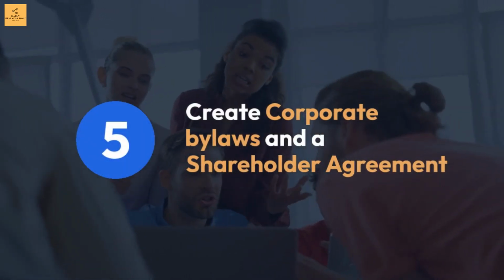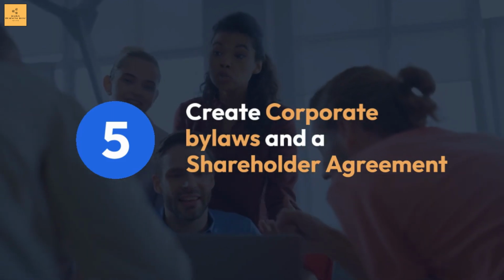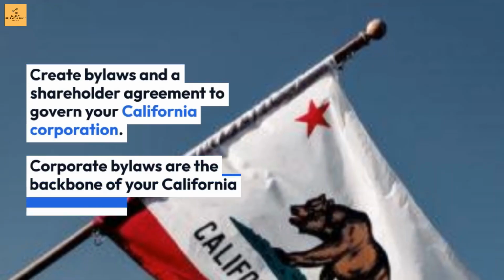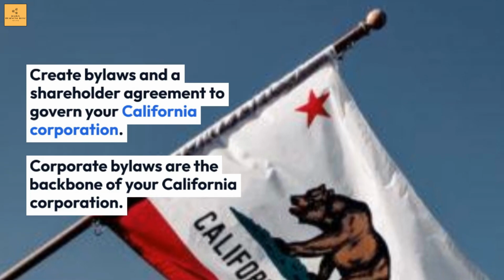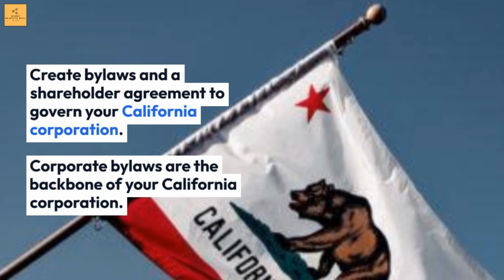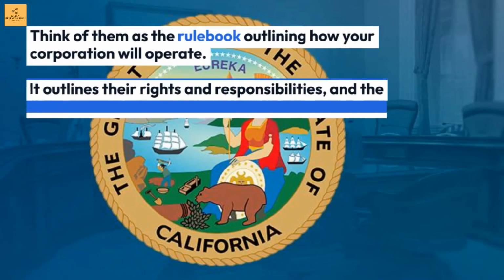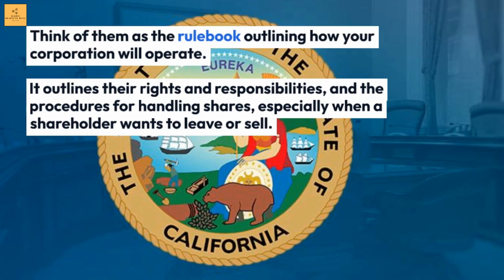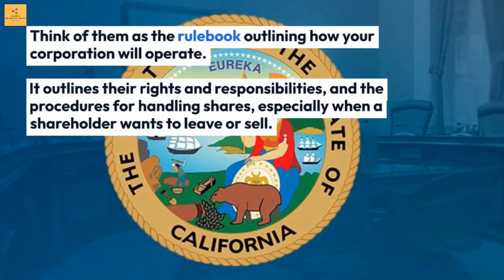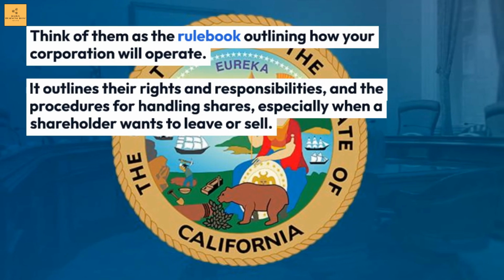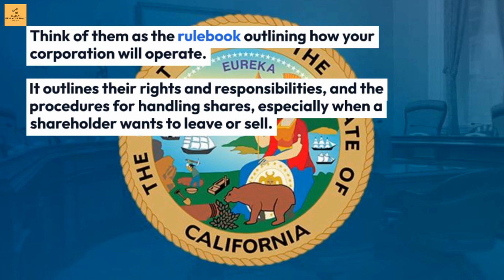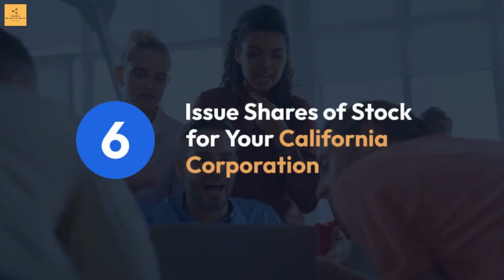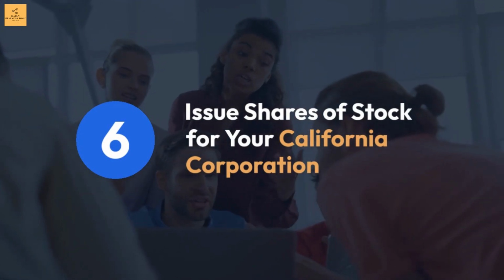Step 5. Create corporate bylaws and a shareholder agreement. Create bylaws and a shareholder agreement to govern your California corporation. Corporate bylaws are the backbone of your California corporation. Think of them as the rulebook outlining how your corporation will operate. It outlines their rights and responsibilities and the procedures for handling shares, especially when a shareholder wants to leave or sell.